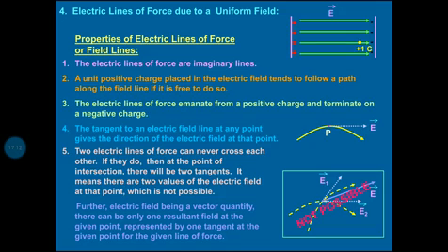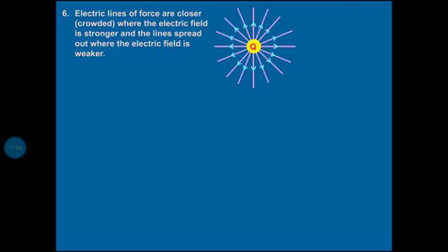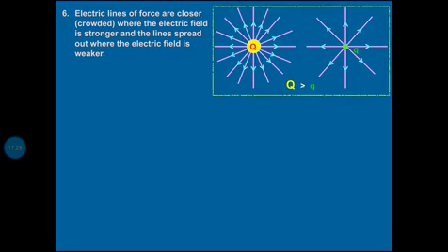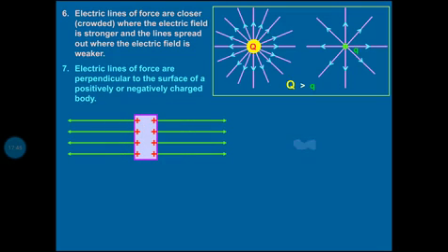Number 6, electric lines of force are closer where the electric field is stronger and the lines spread out where the electric field is weaker. So this one is the example if capital Q charge is larger than small q charge. Number 7, electric lines of force are perpendicular to the surface of a positively or negatively charged body. So you can see the example.